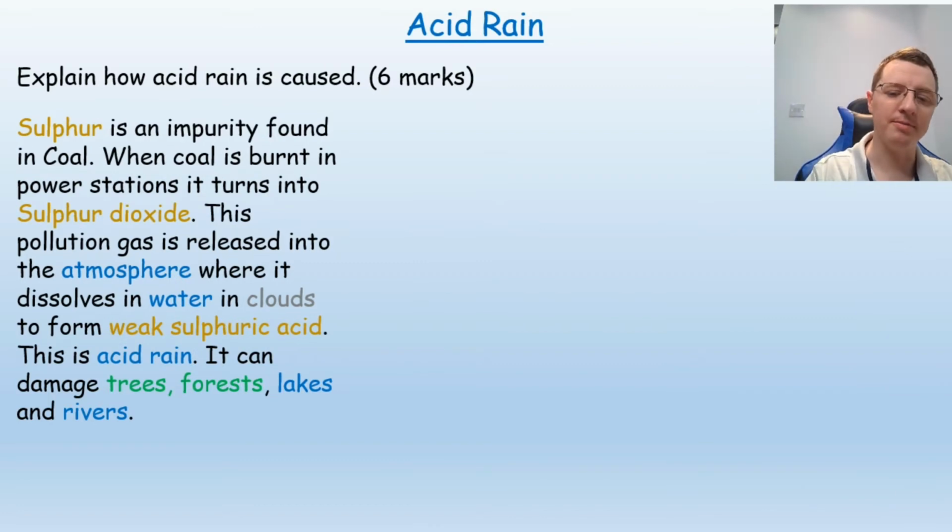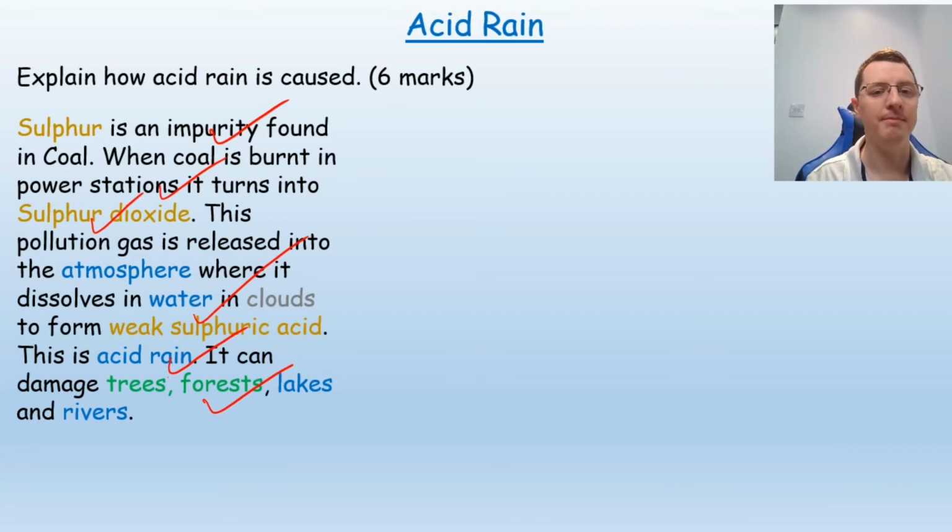And here's the answers. So sulfur is an impurity found in coal, and when the coal is burnt in power stations, this sulfur turns into sulfur dioxide. The pollutant gas is released into the atmosphere, where it dissolves in water in the clouds to form weak sulfuric acid, and this is the acid rain that can damage trees, forests, lakes and rivers. So up to 6 marks there.